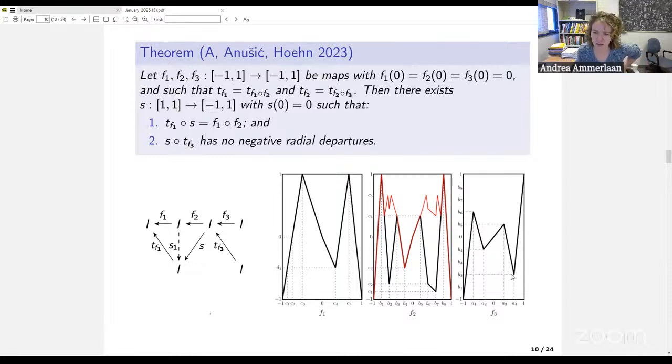So in this picture, what do we have? Yes, we have a positive radial departure here in F1 at B1 and B8. So we have a positive radial departure of TF3 landing on this negative departure of B1, 7. And so to prevent a negative radial departure in the composition, we bridge across these contour points. In that way, we eliminated the negative radial departure. Whenever we do this, we don't lose the equality. This S is chosen in such a way that we still have TF1 ring S equals F1 ring F2.